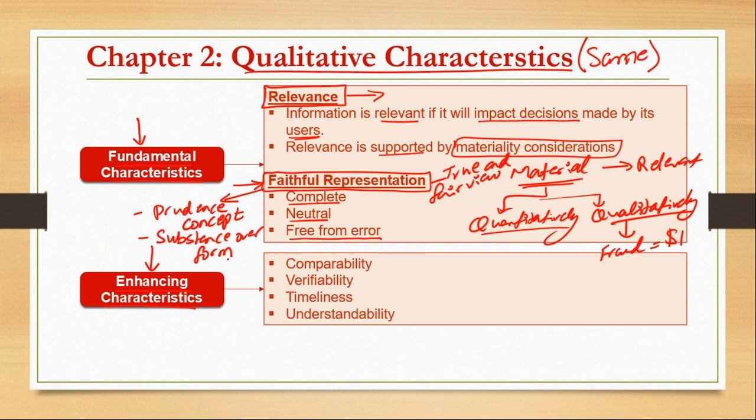Apart from that, the enhancing characteristics include comparability, meaning that the financial statements should be comparable. Comparable with whom? Their own last year, plus comparable with the industry. Verifiability means that the values in the financials could be verified somehow. Obviously, it is not our responsibility to verify that, but this point is to ensure that it is easier for the auditor to verify those values.